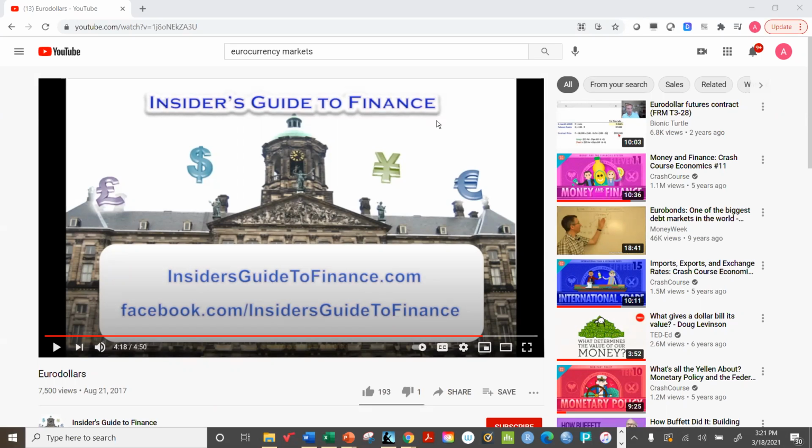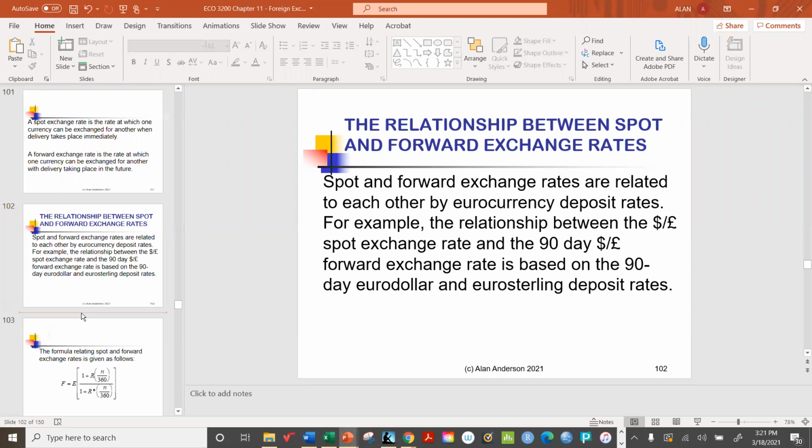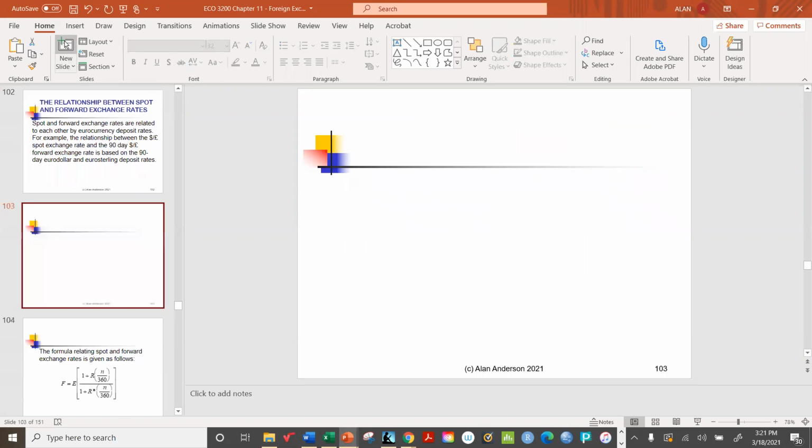So why is all this relevant? Because the interest rates that we'll be looking at in this formula I'm about to introduce to you are euro currency deposit rates. Okay, now one thing you also didn't mention in the video is that in the euro currency markets, interest rates are calculated. Let me just mention this as an aside.